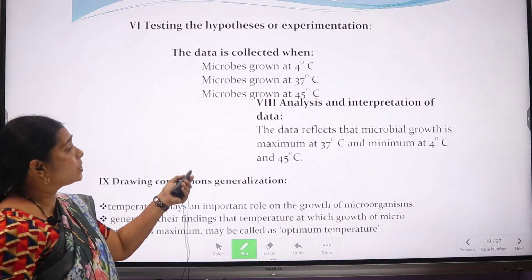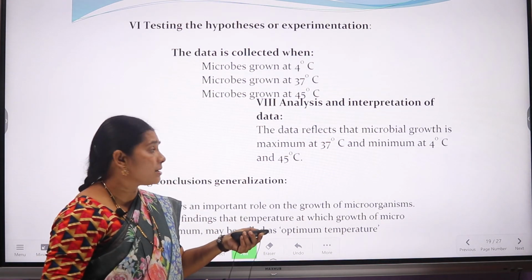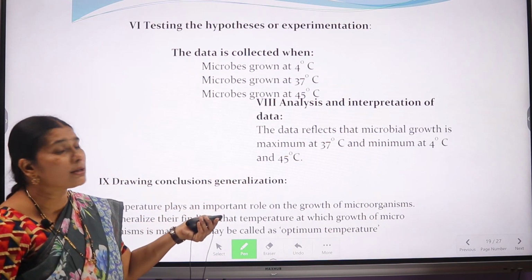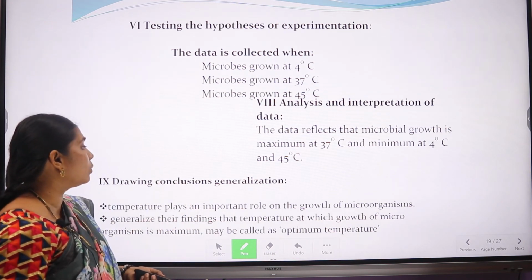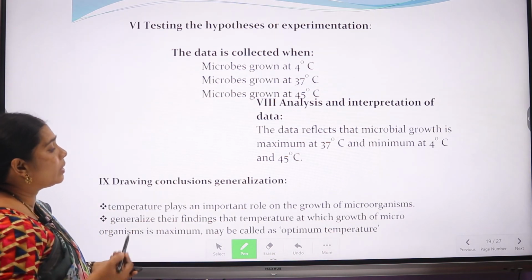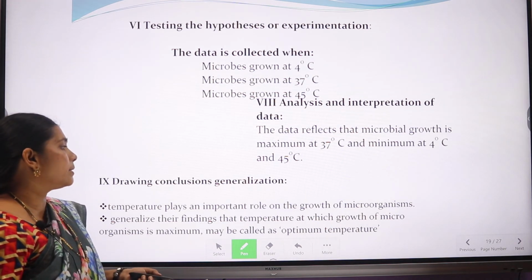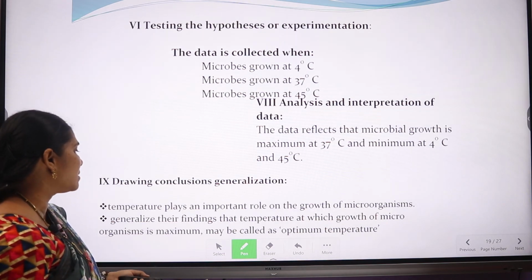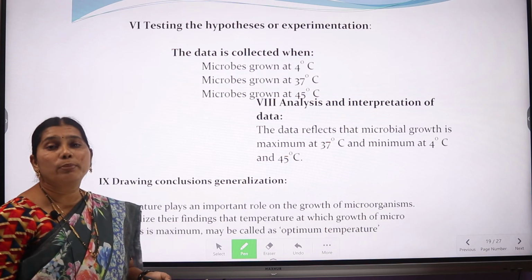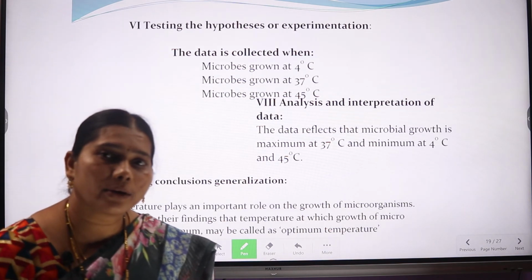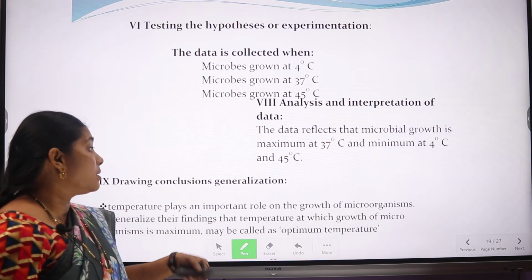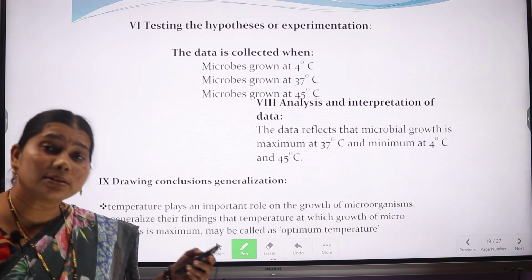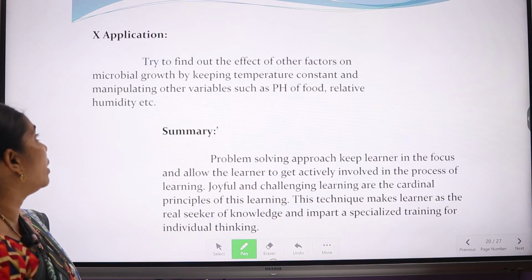Using this data collection they have gone through their samples and grown the microorganisms at these 3 different temperatures, and they came to the conclusion that temperature plays a very important role in the growth of microorganisms. They generalize the findings: the temperature at which the growth of microorganisms is maximum may be called the optimal temperature. So what is optimal temperature? It is the temperature where the microorganisms' growth is maximum. This is what they are able to generalize.